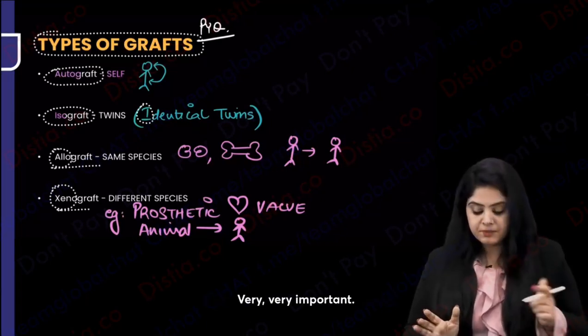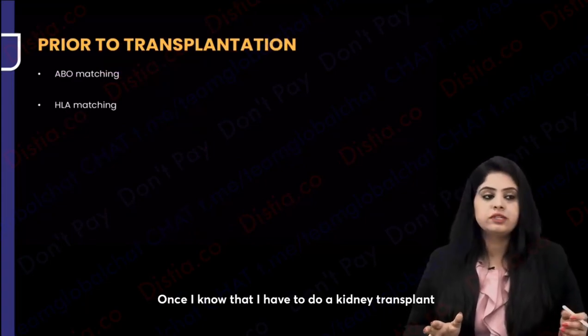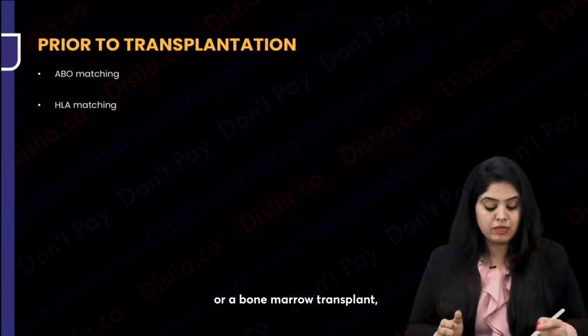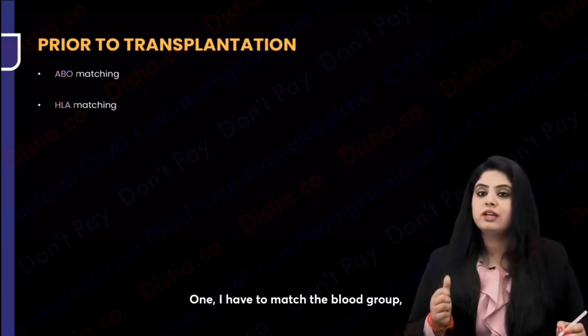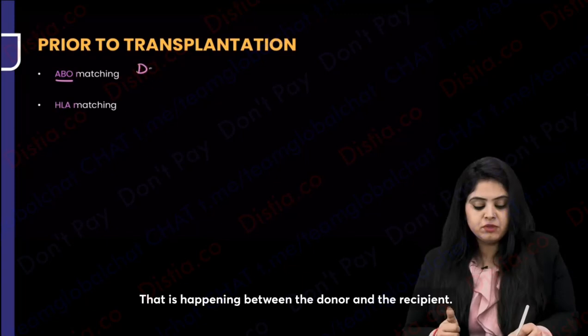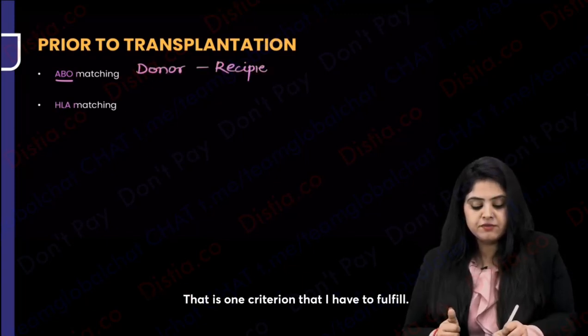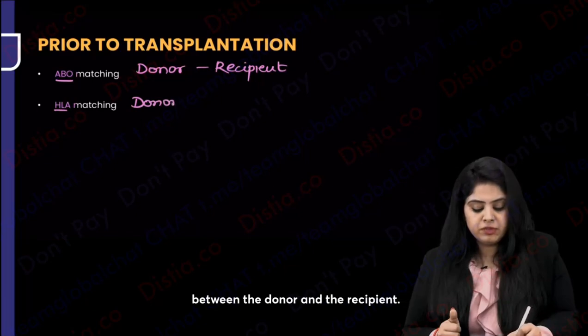Very, very important. Now let's understand what I am going to do once a graft is ready. Once I know that, okay, I have to do a kidney transplant or a bone marrow transplant, what am I going to do prior to it? So there are two things I do. One, I have to match the blood group. So I do ABO matching between the donor and the recipient. That is one criterion that I have to fulfill. The other is HLA matching that I have to again do between the donor and the recipient.